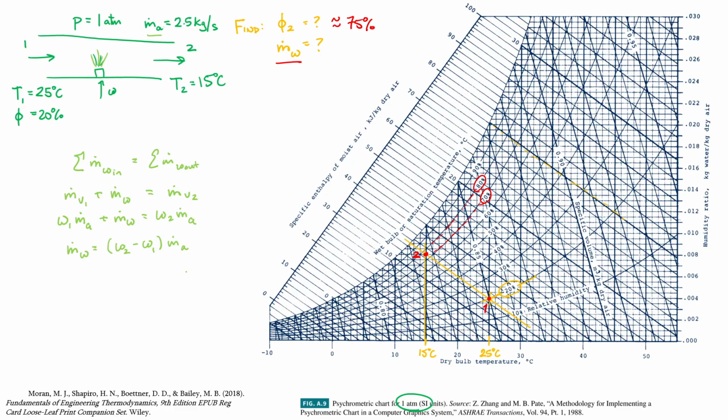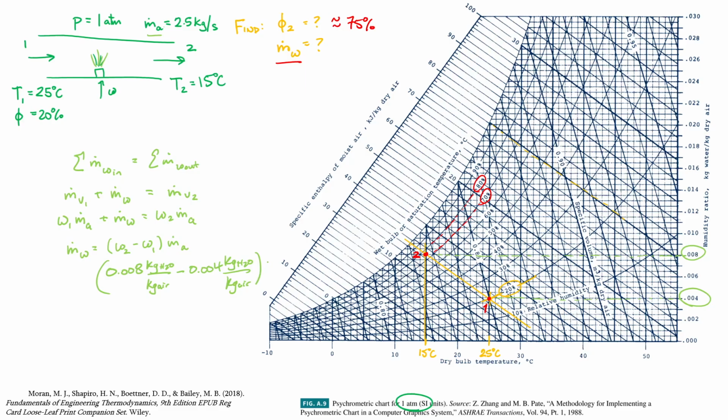So omega 2, for that, I can go ahead and follow this line right here, which hopefully I set up to be at right about 0.008 kilograms of water per kilogram of air, minus my omega 1, which I can follow this guy over, and that is going to be 0.004 kilograms of water per kilogram of air.